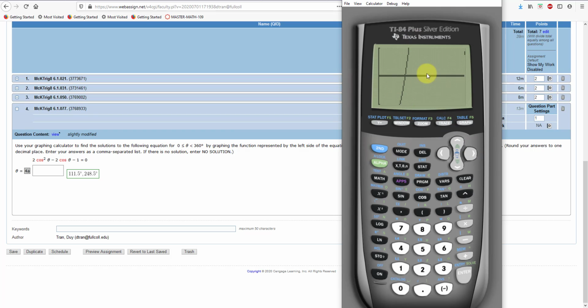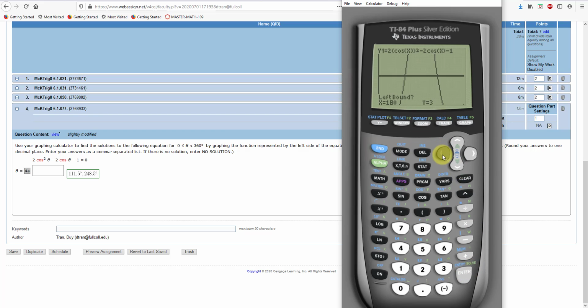So this is the curve of your equation, and you can clearly see we have 2 values right here. These are the 2 x-intercepts of the function, or where your function is equal to 0, and that is your solution. So what I'm doing now is I use the calculate function. So second, calculate. I want to find a 0.